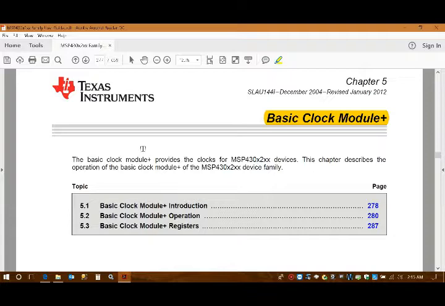And you must have the dedication in you that you want to build the system, the remote controlled switchboard that I have shown you, and we will be able to do it once we start learning the microcontroller, which is very important.